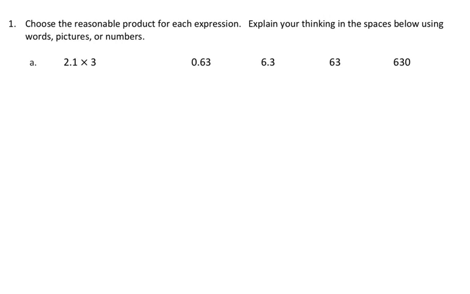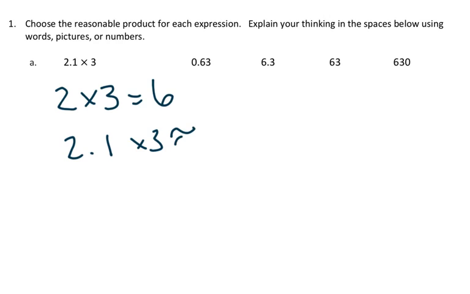So this is number 1 from the homework. It says choose a reasonable product for each expression. Explain your thinking in the spaces below using words, pictures, or numbers. So the problem for 1A is 2.1 or 2 1/10 times 3. So the students should know already that 2 times 3 is equal to 6. So hopefully they can see the relation that 2.1 or 2 1/10 times 3 is going to be somewhere close to 6. And looking at my answer, I'm going to take a guess that this is going to be my answer right here. The students would then go ahead and multiply this out.